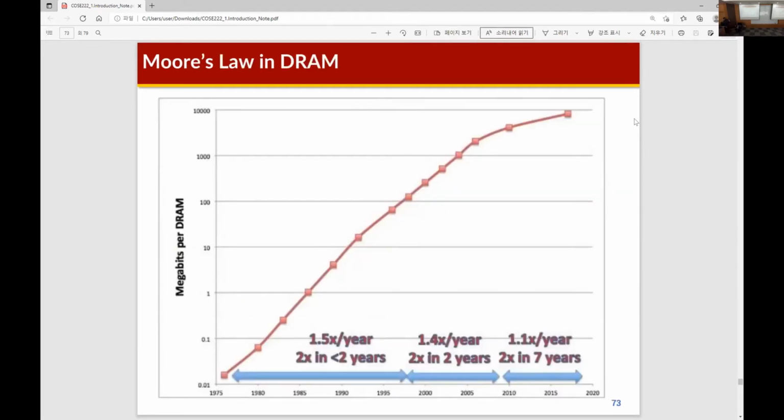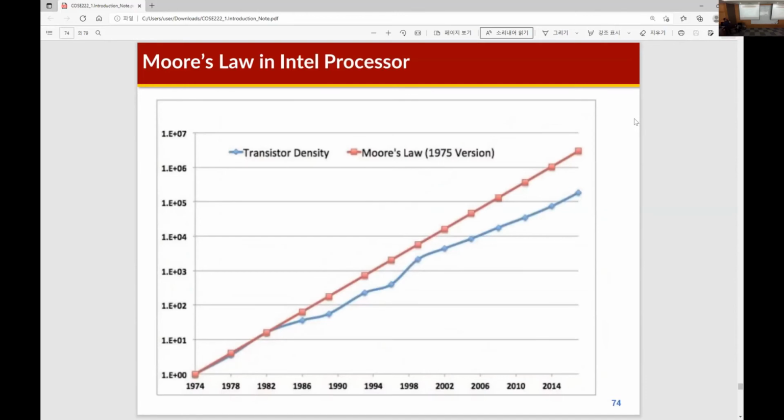So this graph shows Moore's law in DRAM. So this trend is just decreasing. Also, this graph shows the actual transistor density, and then the trend by Moore's law, the very old version. So this gap is increasing. So Moore's law is ending.